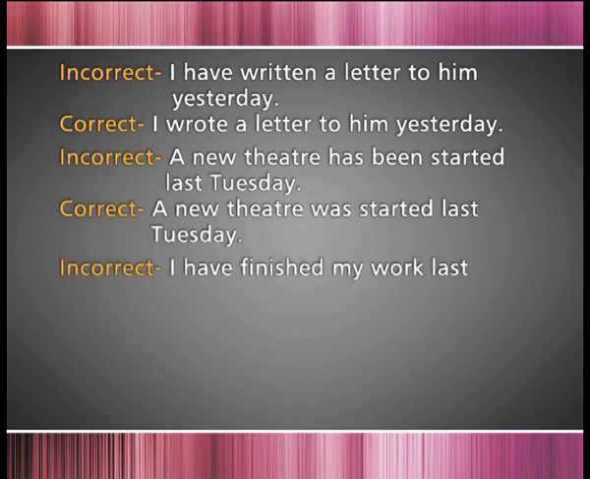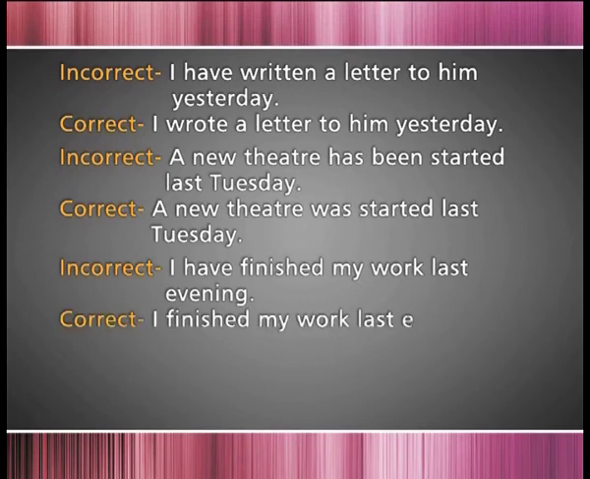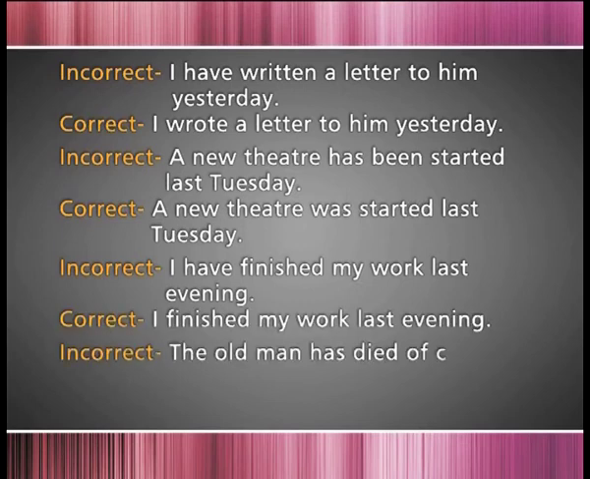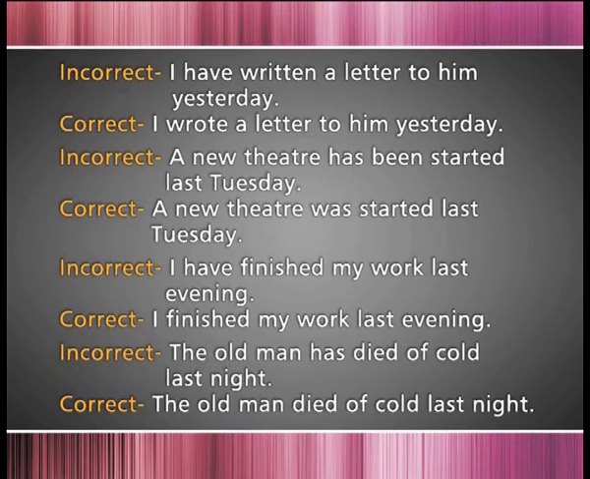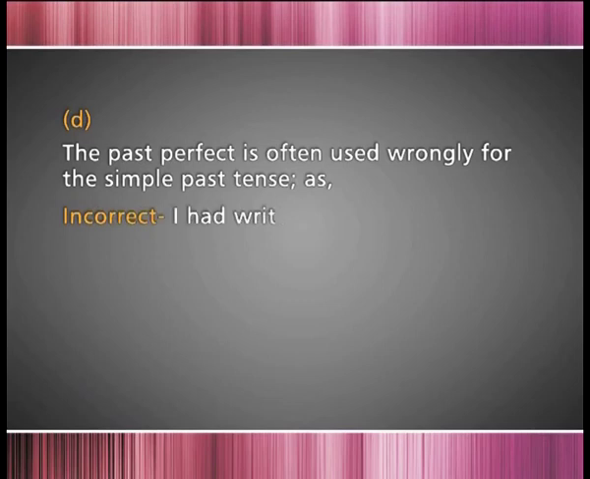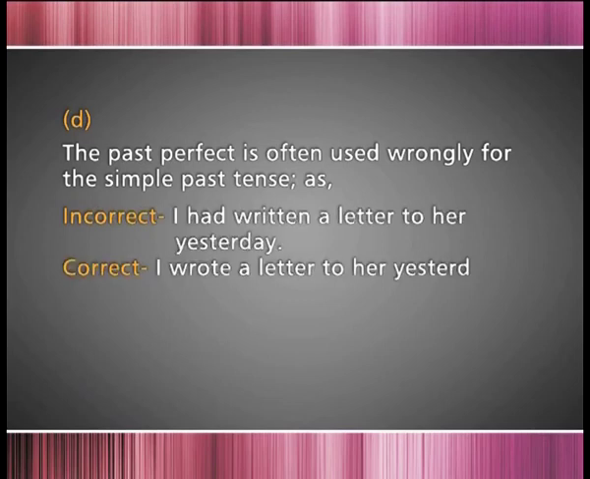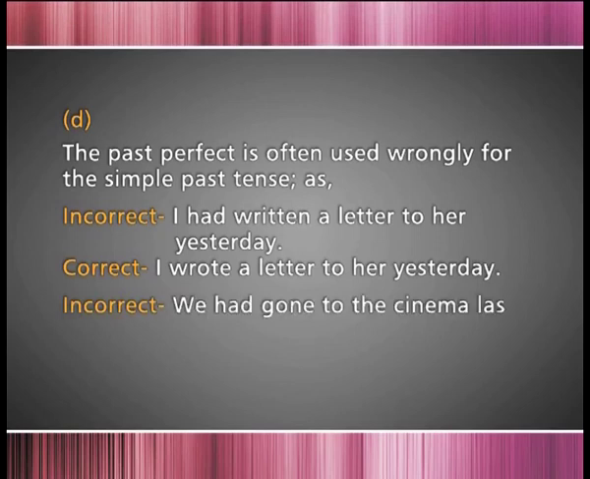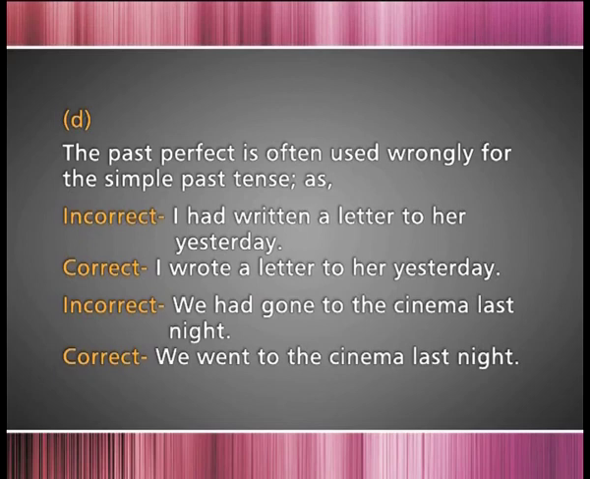Incorrect: I have finished my work last evening. Correct: I finished my work last evening. Incorrect: The old man has died of cold last night. Correct: The old man died of cold last night. D. The past perfect is often used wrongly for the simple past tense. Incorrect: I had written a letter to her yesterday. Correct: I wrote a letter to her yesterday. Incorrect: We had gone to the cinema last night. Correct: We went to the cinema last night.